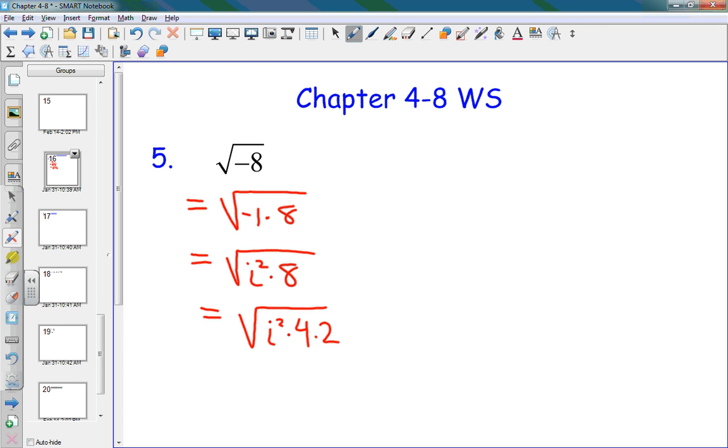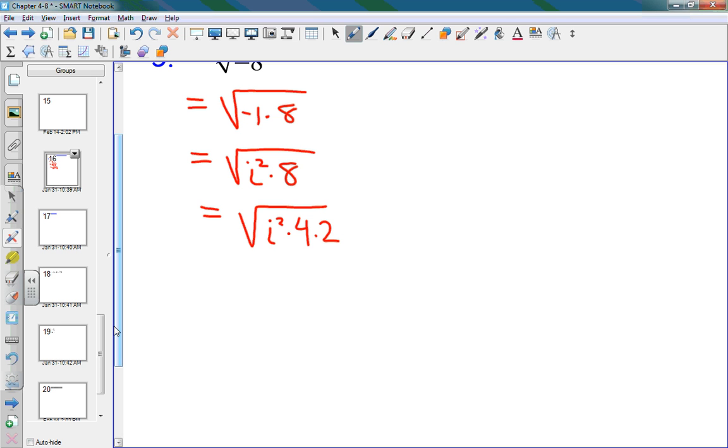I have 4 times 2. And what is the square root of i squared? That comes out as i. What's the square root of 4? That comes out as 2. Those are multiplications. So that's 2i square root of 2. And that's your answer. That is how you're going to do problems 1 through 6. Keep in mind, number 6 is square root of -48. If you're not sure how to do that, we just covered that yesterday in the video.